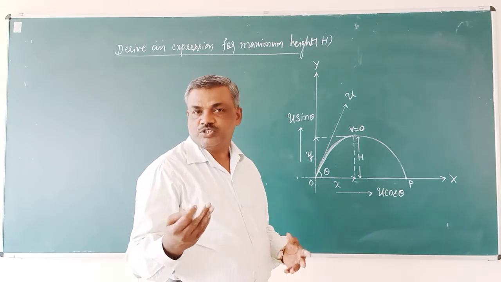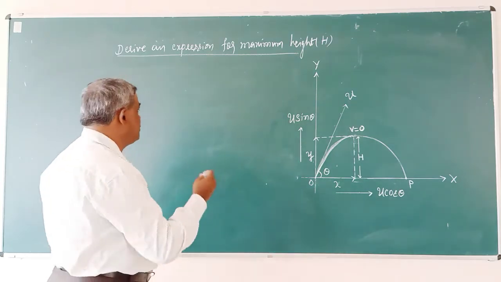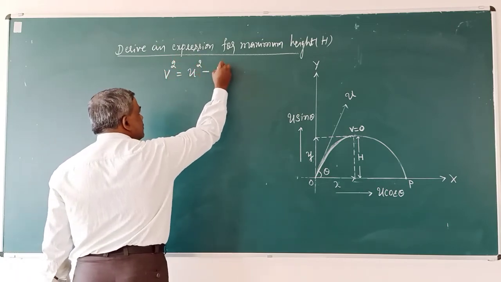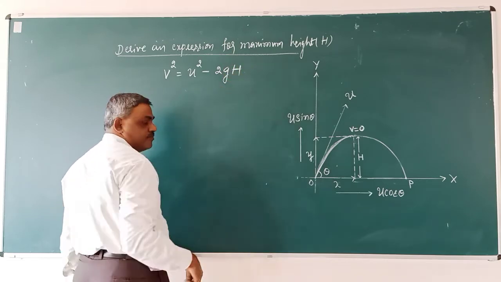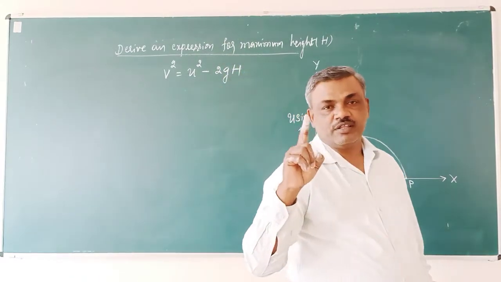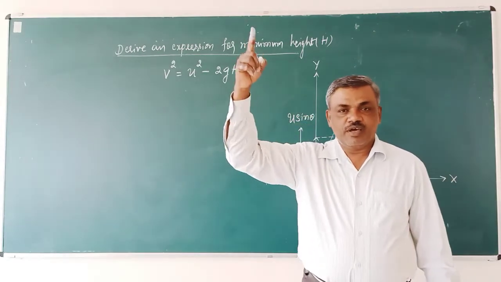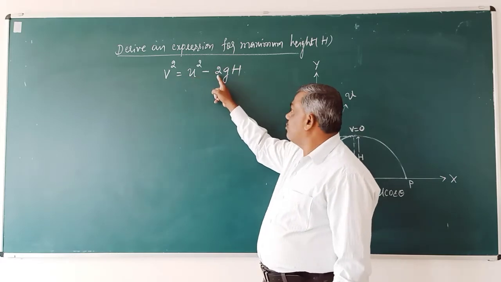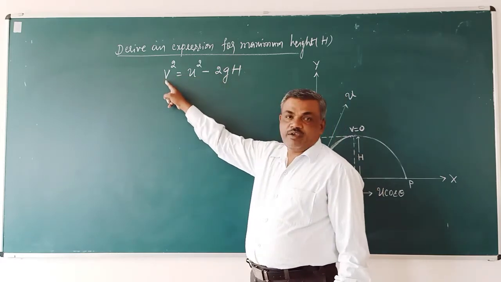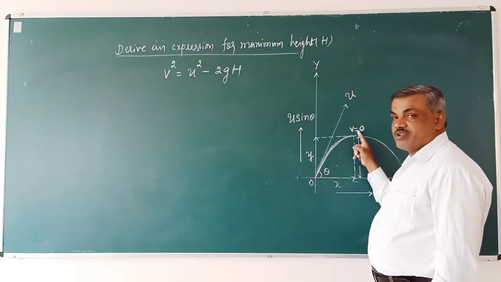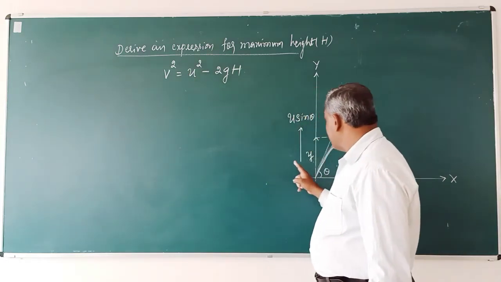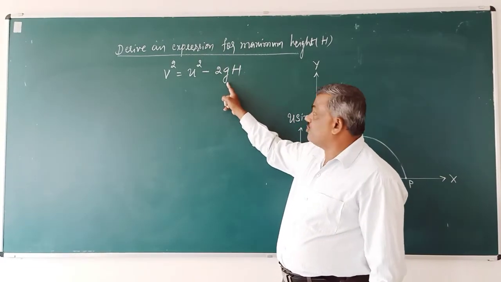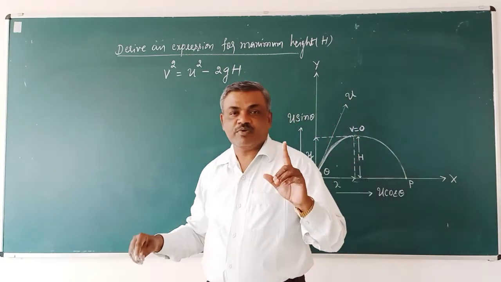The equation of motion under gravity, for upward motion, is v square equals u square minus 2gh. When a body moves upward against gravity, the equation is taken as v square equals u square minus 2gh. Here v is the vertical component of velocity, u is the velocity of projection along the y-axis, u sin theta, g is the acceleration due to gravity, and h is the maximum height.